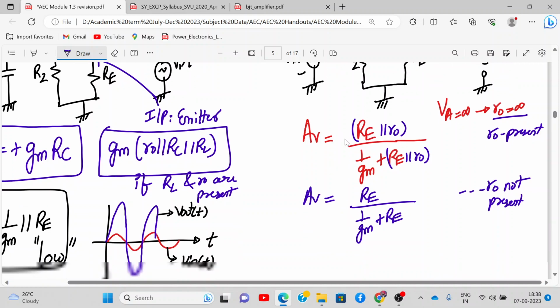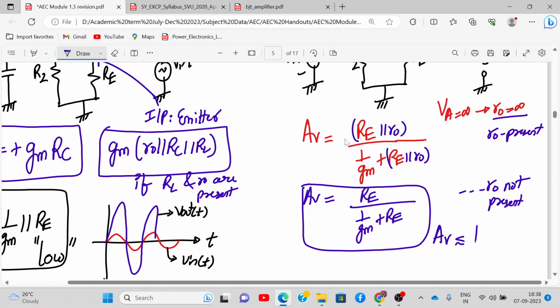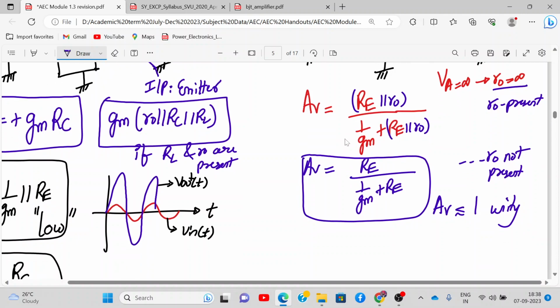So what is the feature of this formula? The feature is that your gain Av is less than, almost equal to, unity. So basically any amplifier whose gain is unity, we should not call it an amplifier. So this has application as a voltage buffer, or it is also used as an isolator. It's not used as an amplifier basically, but we still call it an amplifier. We call it emitter follower. The other name for this circuit is emitter follower.